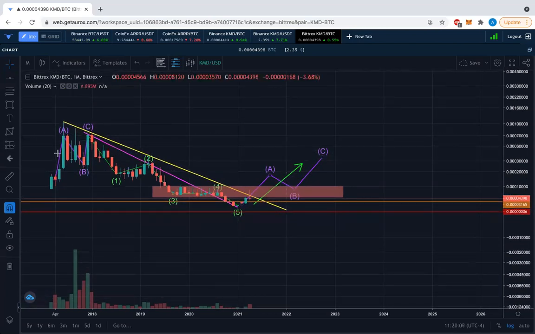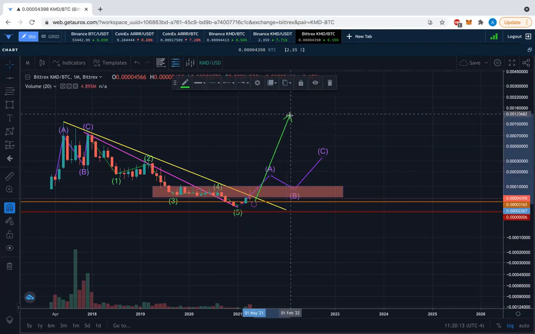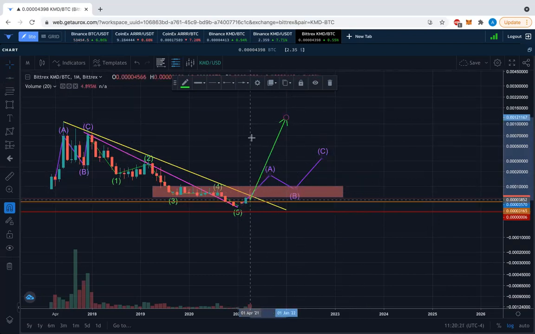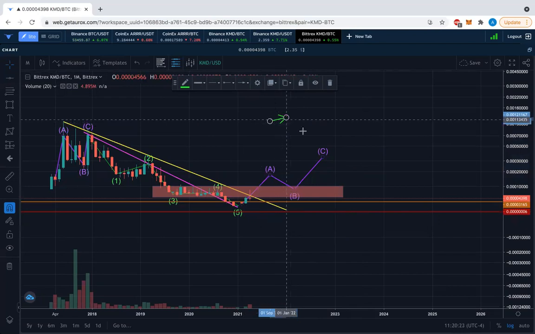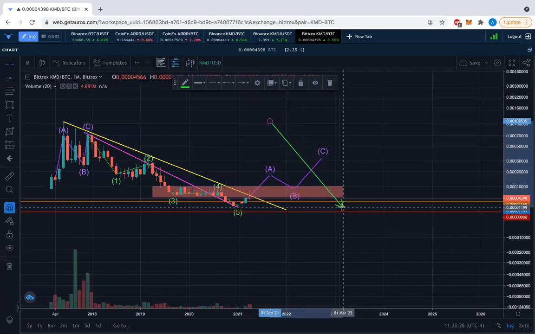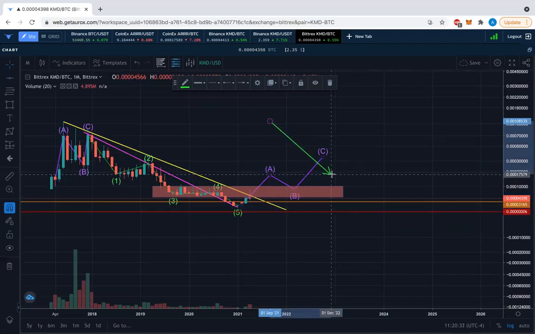The other option is, we just go straight up whenever the next super duper alt season is, and then we go just straight down again, because it's so violent up, it's got to just come back down. Unless it maybe sustains somewhere, maybe it comes down here. Either way, we're going to end up around this area at some point, it seems like.